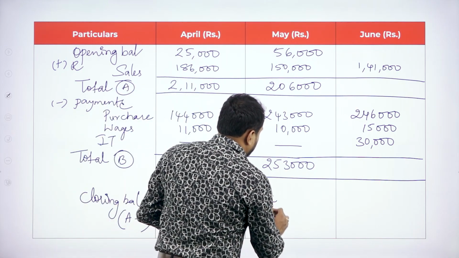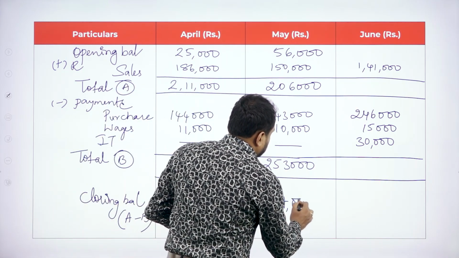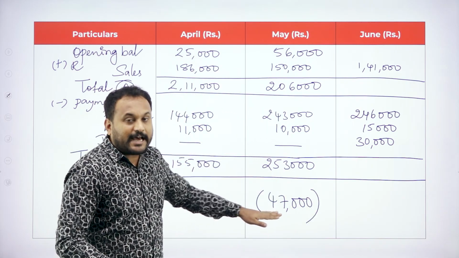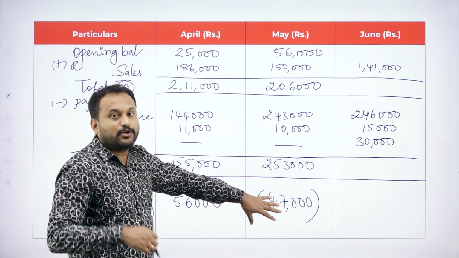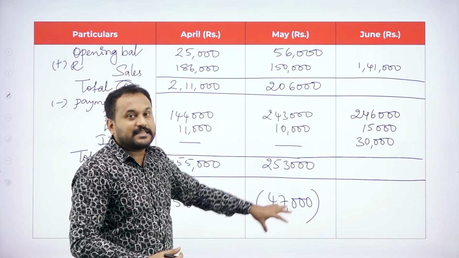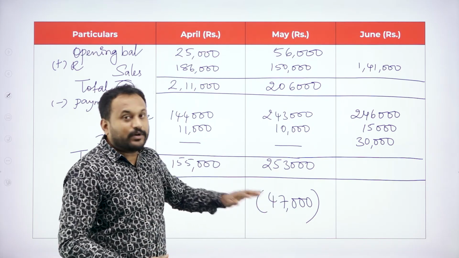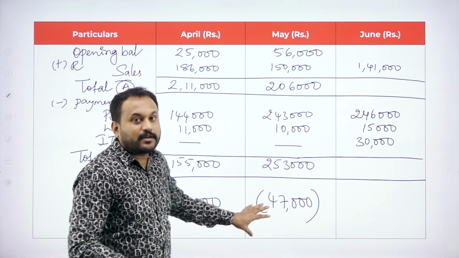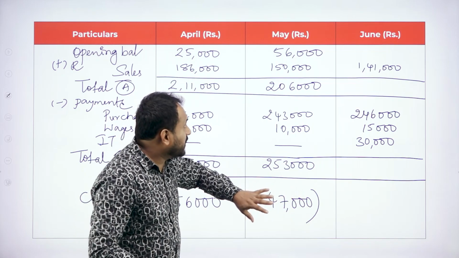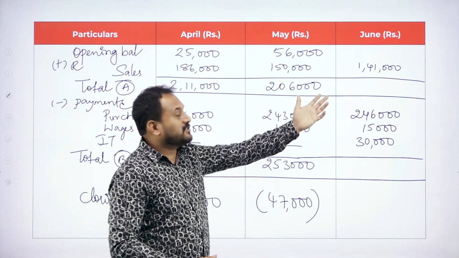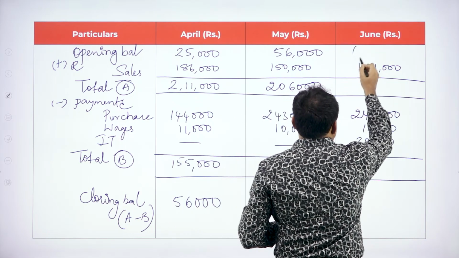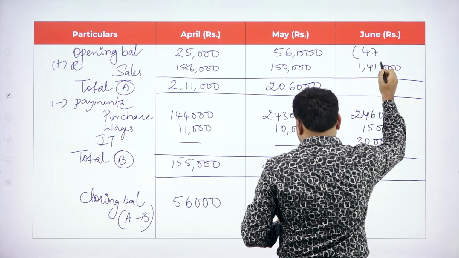So we'll write here 47,000. So in the month of May, I'll not have cash. That's the reason I need to go with overdraft. That is the reason they are asking us to see what is the overdraft which we are supposed to go with. Now the closing balance of May will be the opening balance of June. So you will put it here in bracket itself, 47,000.